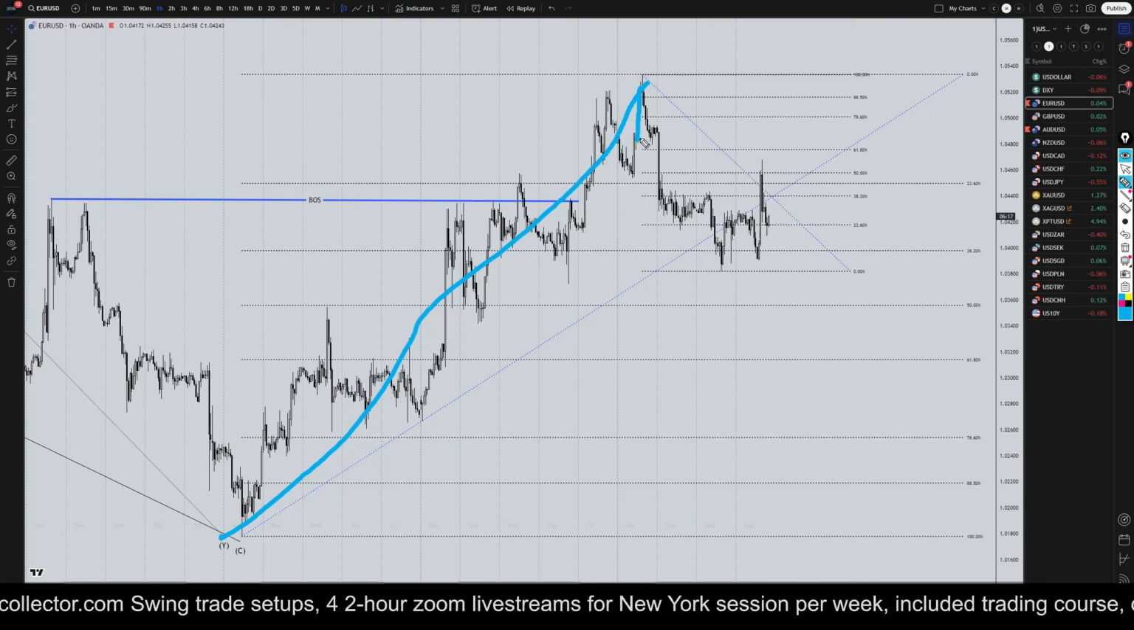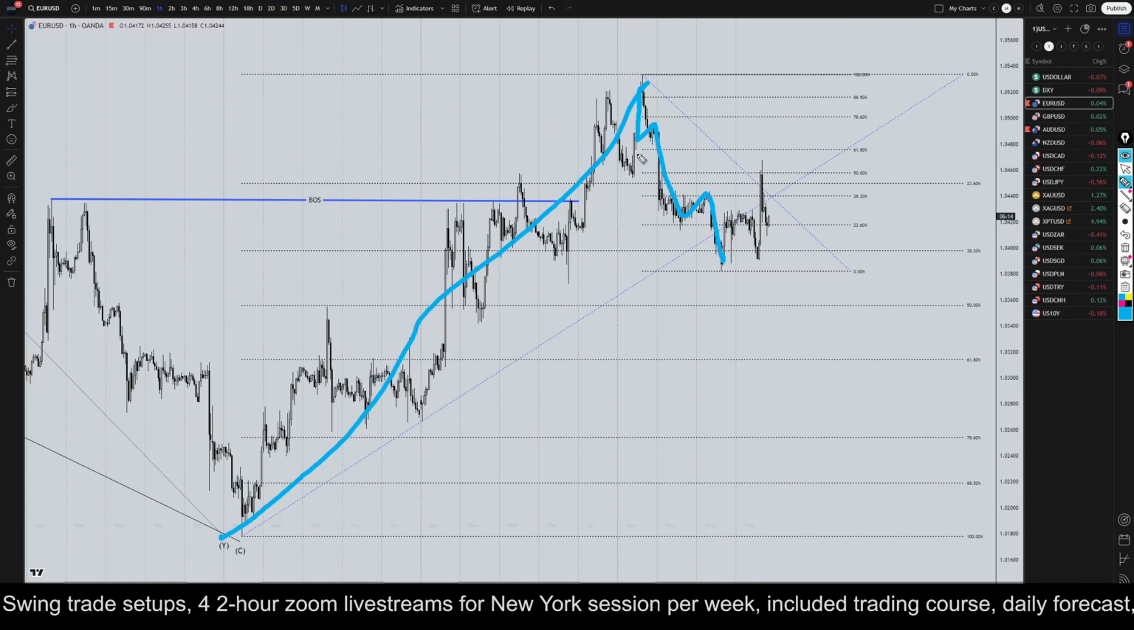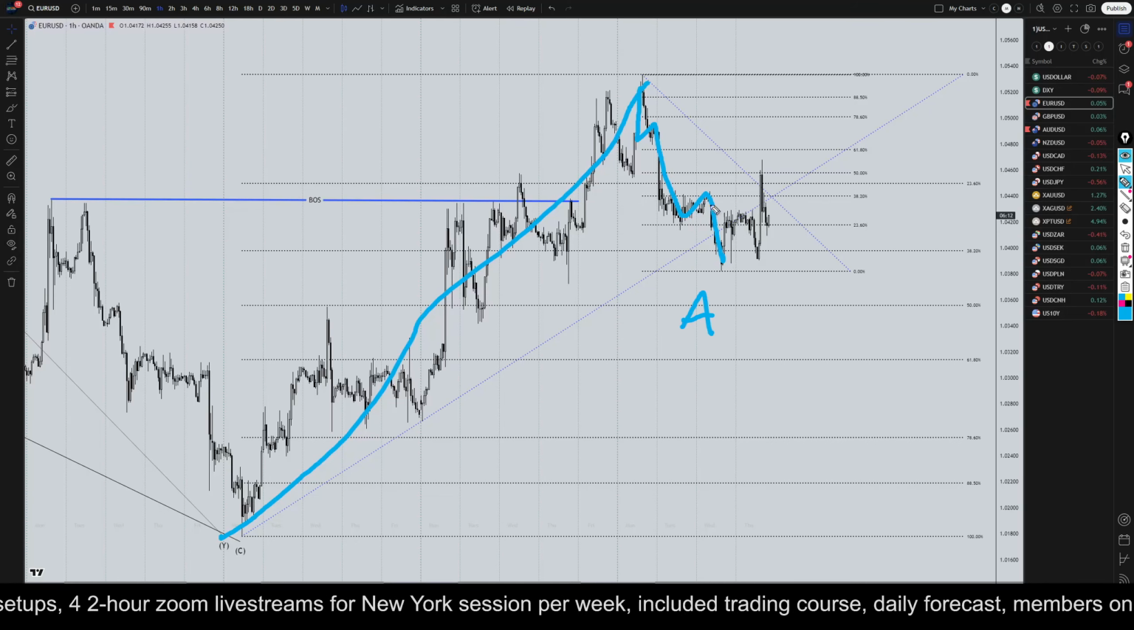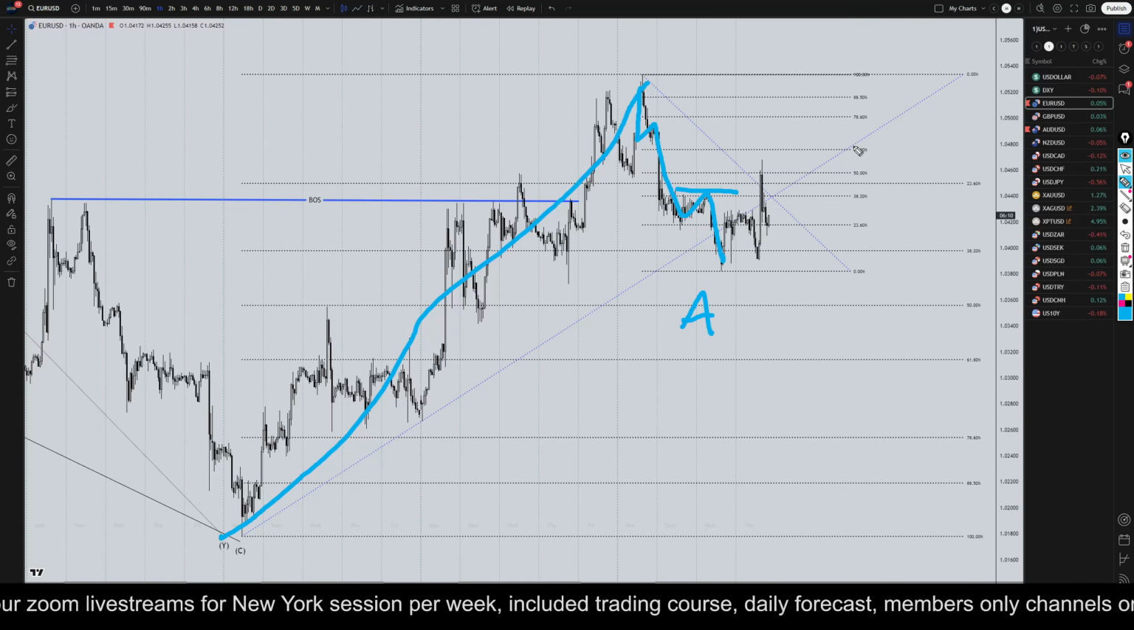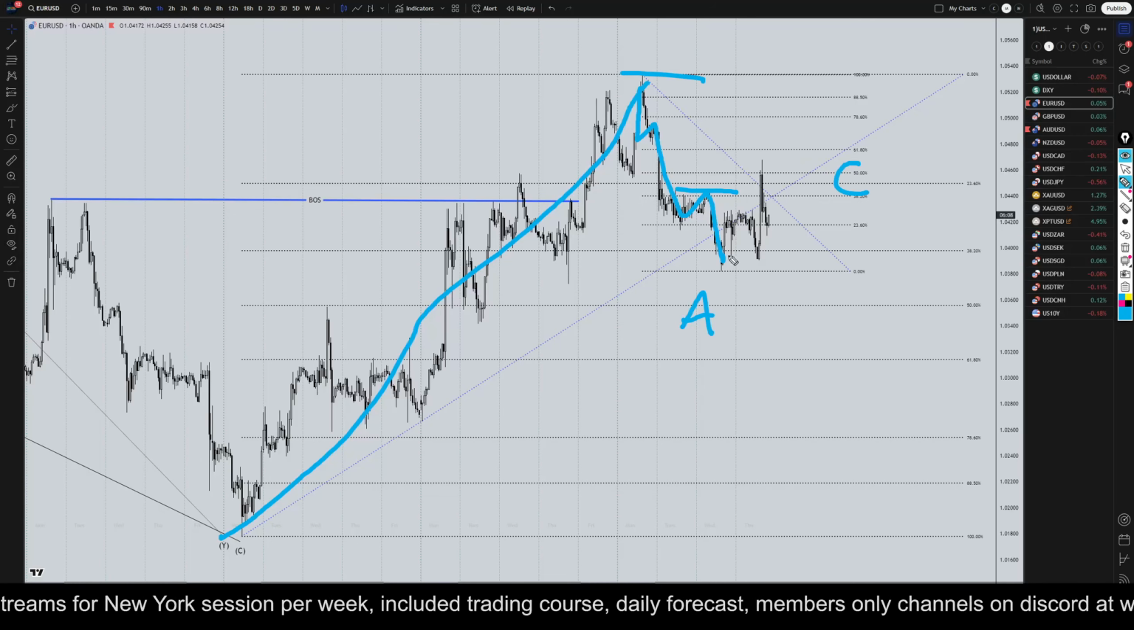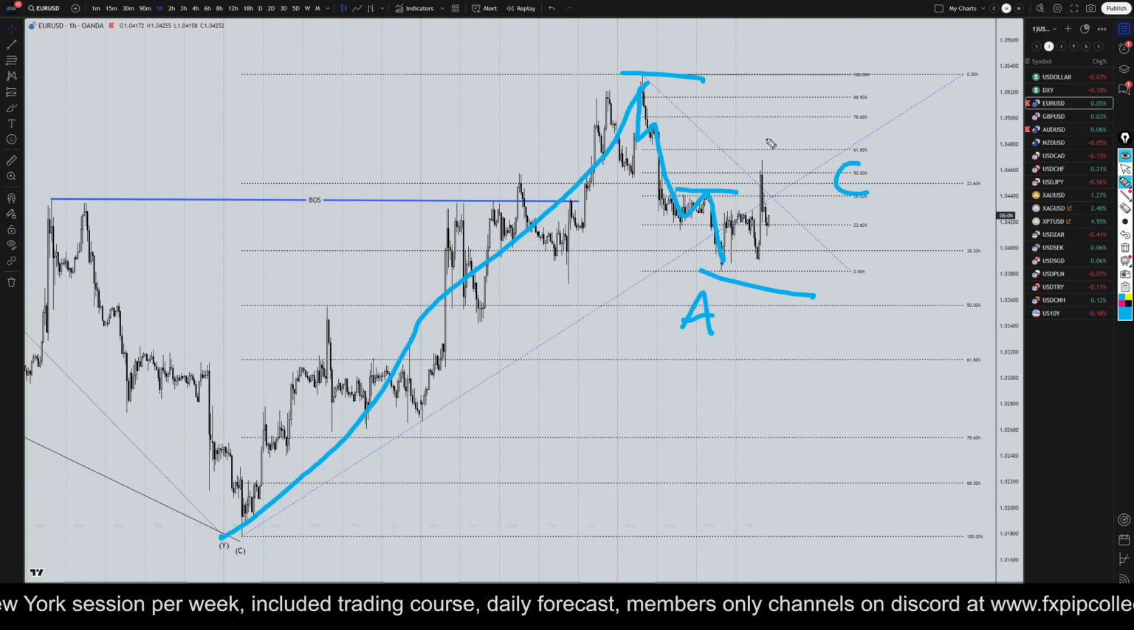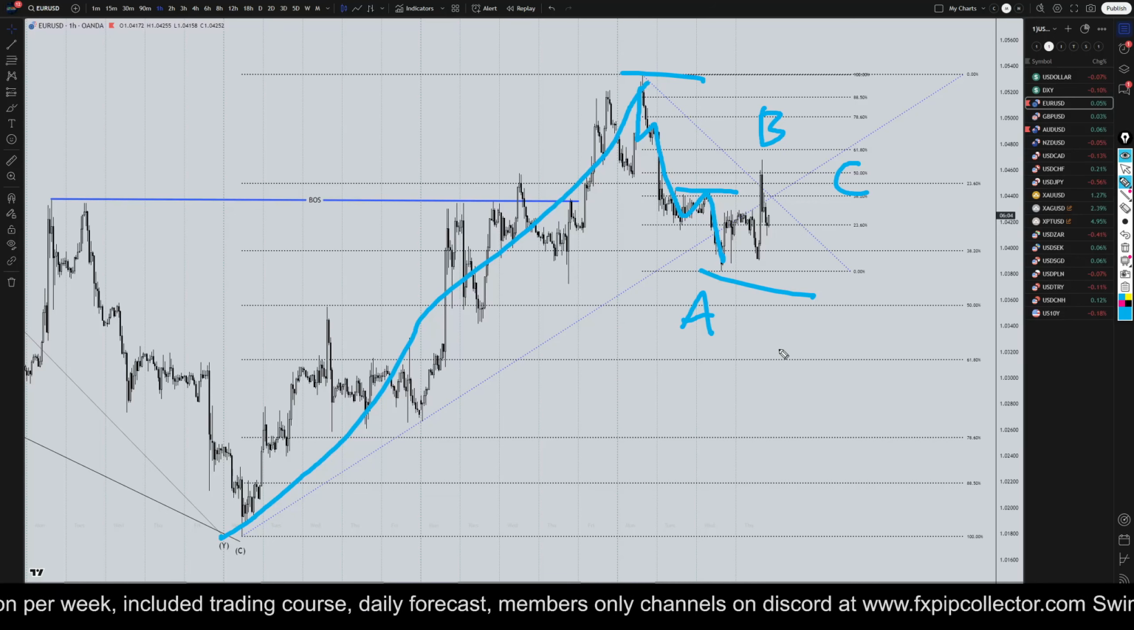I think that we do have a very clear pattern right here, which is 5 waves down, likely a wave A. We did get a break to the upside, and if you'll notice, we did bounce off the 50% Fibonacci retracement of that 5 waves down. Probably already a complete wave B.